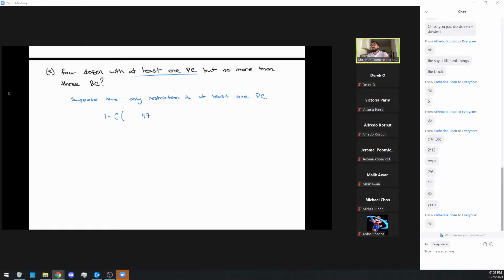But again, if we're doing it in the process of asterisks and dividers, then I'm looking at 47 plus 5 dividers, or 52 positions. And amongst those 52 positions, I'm going to select 47. So my solution so far is just this, with that restriction alone. I haven't taken the other restriction into account yet. But does that make sense so far?